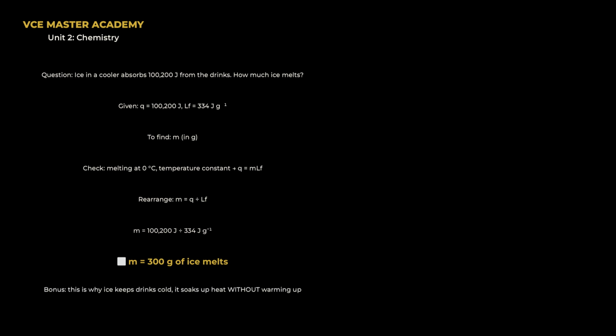Box it. And here's the beautiful part. While all that happened, the ice never got warmer than 0. It soaked up 100,000 joules without its temperature rising at all. That's why ice is the perfect coolant. It's a heat sponge, and latent heat of fusion is the sponge.